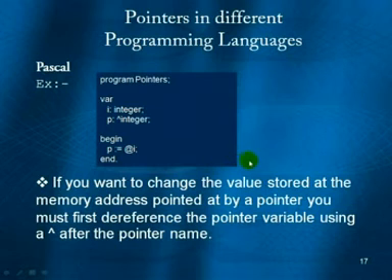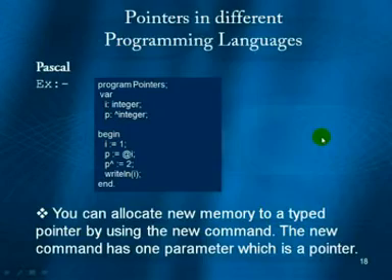And in case you decide to change the value stored in a memory address pointed at by a pointer, you must first dereference the pointer variable using this syntax after the pointer name. The following example elaborates on how you dereference a pointer in order to change the value of the variable that is pointed to by the pointer.